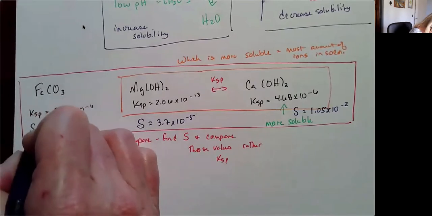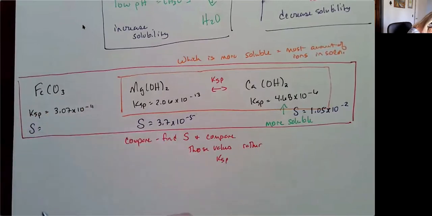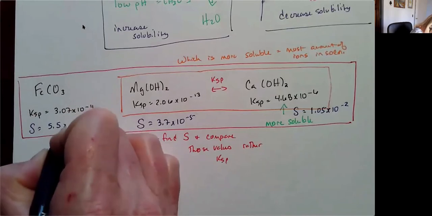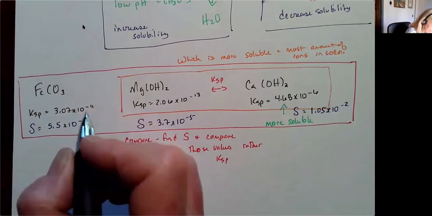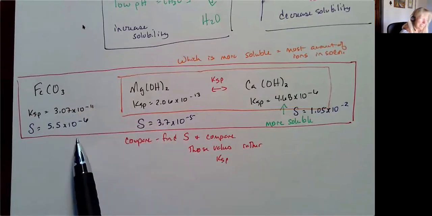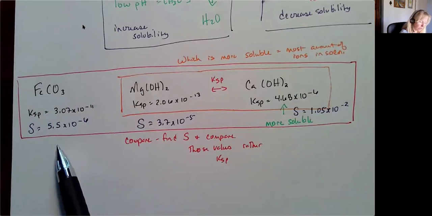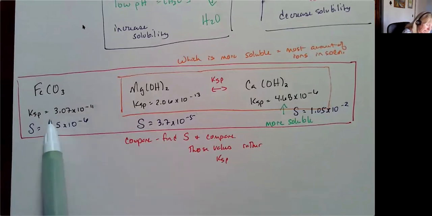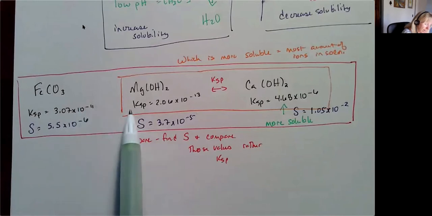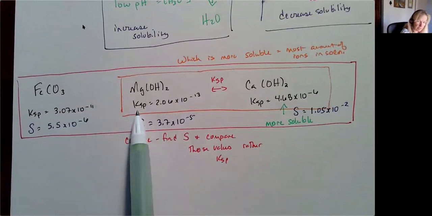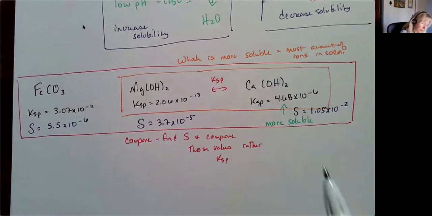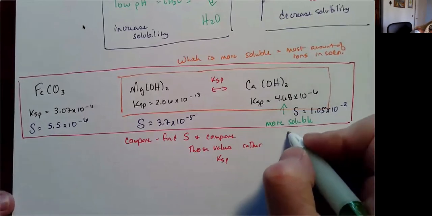But what is my S here? My S here is 5.5 times 10 to the minus 6. So this is going to be the least soluble of all 3, even though its KSP is not as low as the KSP here. So in terms of solubility, this is still going to be the most soluble.